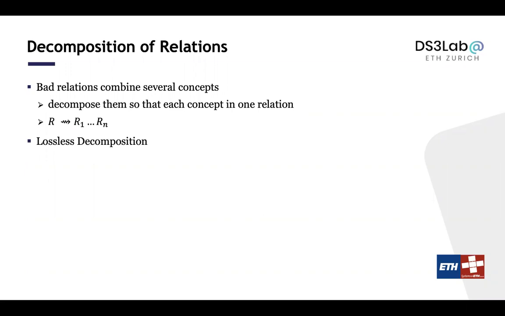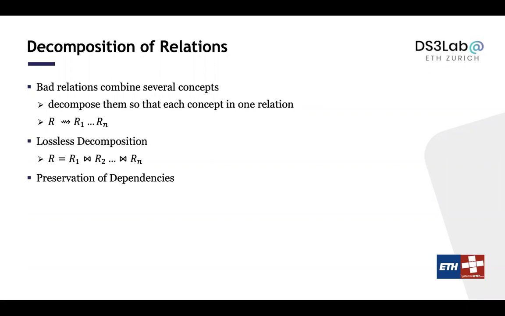There are two types of decomposition we are curious about. The first type is what we call lossless decomposition. In this case, it means that if you have relation R and you decompose it into R1 to Rn, and you join R1 to Rn together, you can fully recover all the information in R. If that is true, we say R1 to Rn is a lossless decomposition of R.